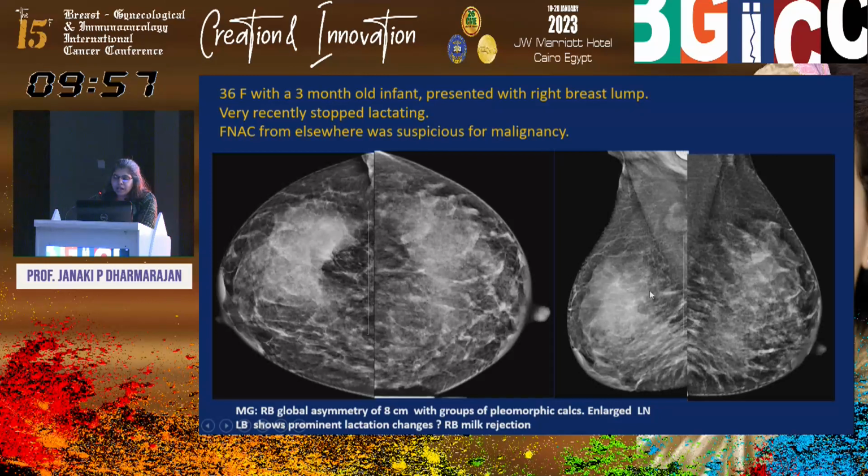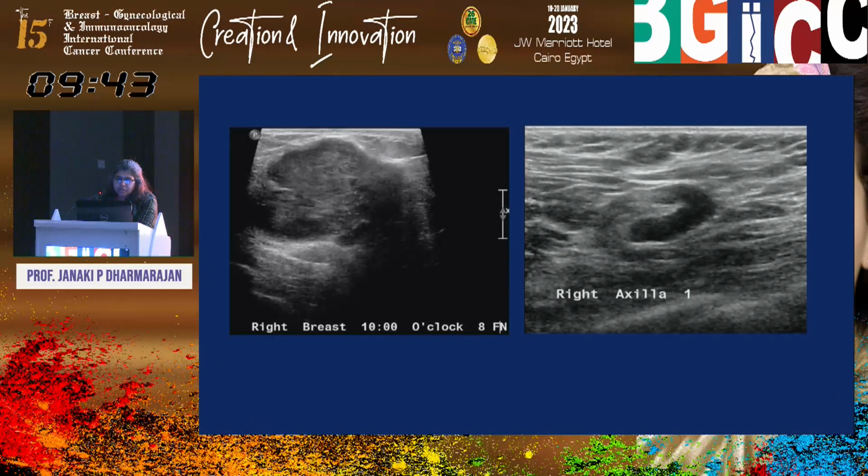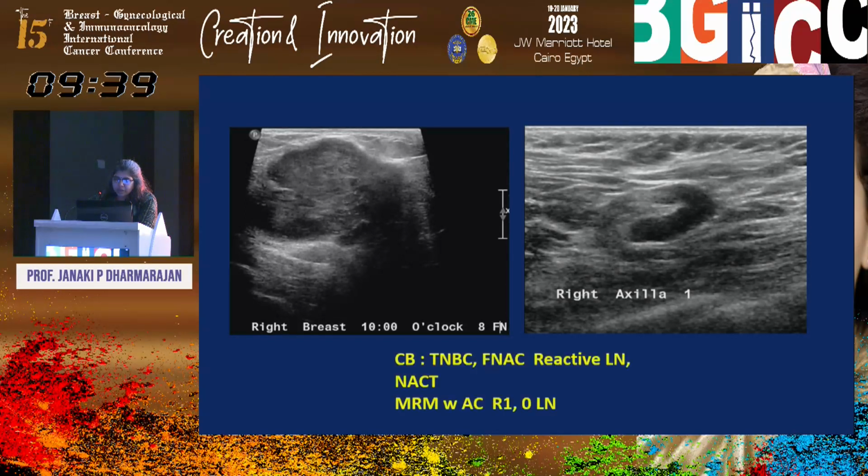So this is how a typical mammography suggestive of milk rejection looks. On one side she is feeding, on the other side the baby refused to take feed. And the digitally magnified view shows the presence of calcifications that could be seen only on mammography. And these are the ultrasound images. It was a mass, and she had lymph nodes that were actually reactive.